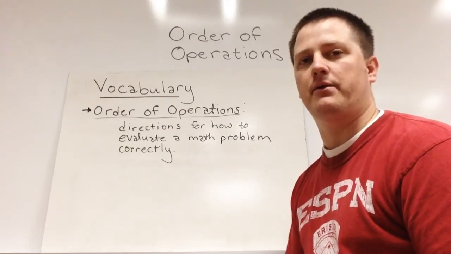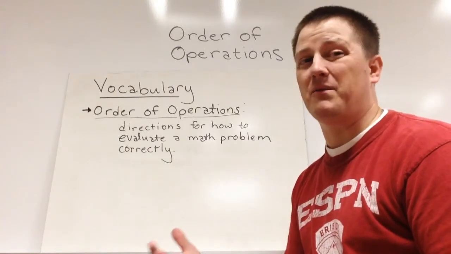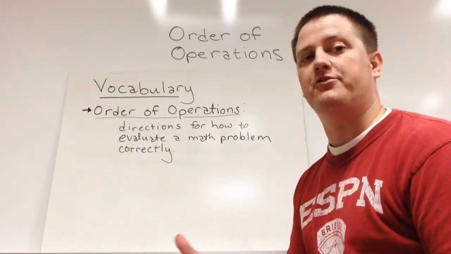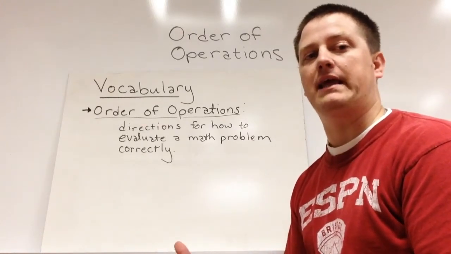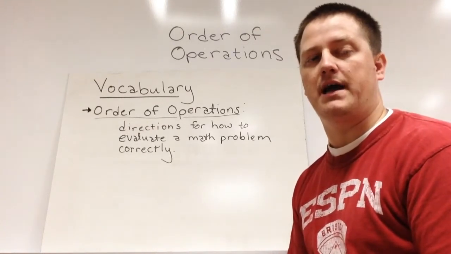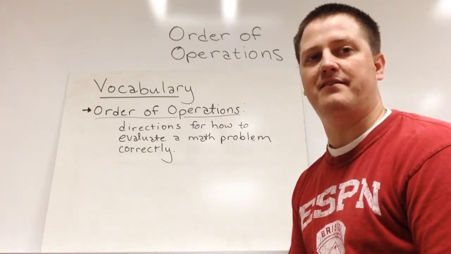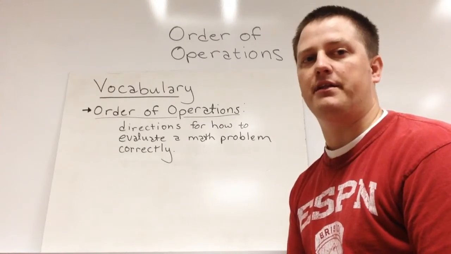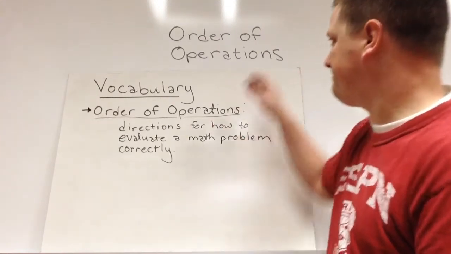If we don't follow the order of operations, our math problem may turn out right, may be really close, but it may also be wrong. If we do follow the order of operations and we do it correctly, we should get the right answer every time. So, do we have to follow the order of operations exactly as it says? Not all the time, but if we follow it every time, we should be okay.